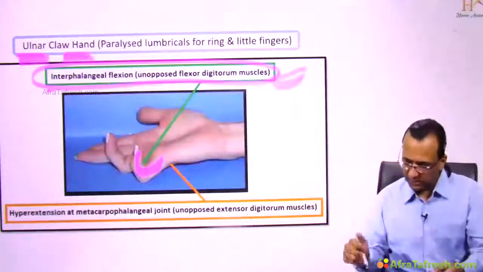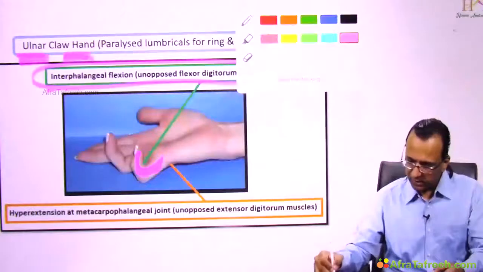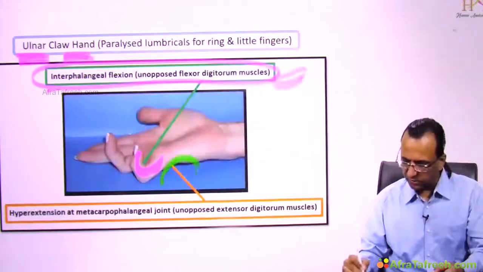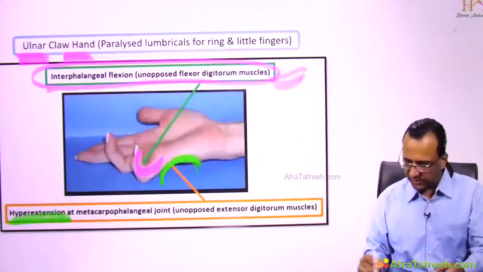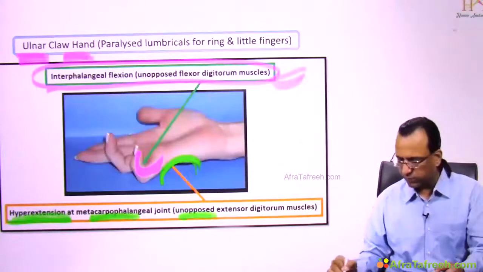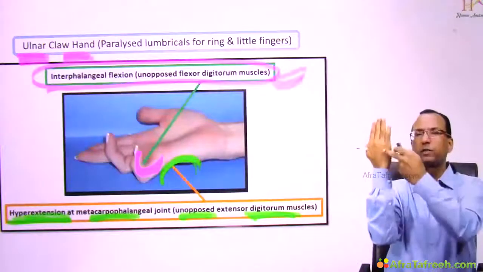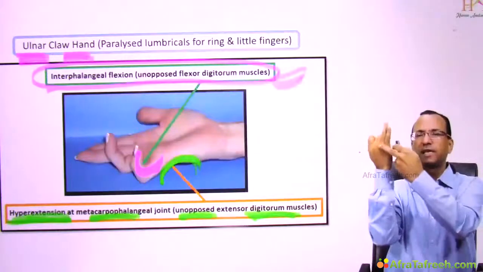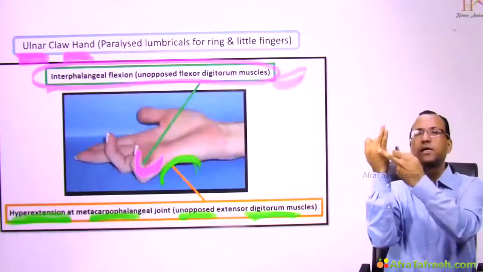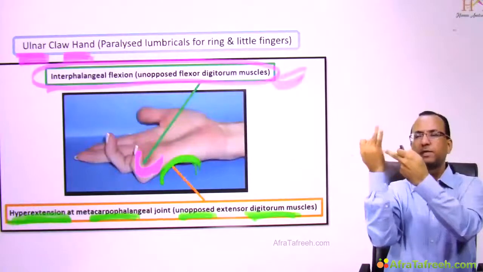And why is there MCP extension? There is hyperextension at the MCP because of the unopposed posterior forearm muscle, which is the extensor digitorum. So the extensor digitorum has become more powerful, causing MCP extension here. Yes, because normally the lumbrical interossei balance it, and if the lumbrical interossei are not working, then it is more powerful.